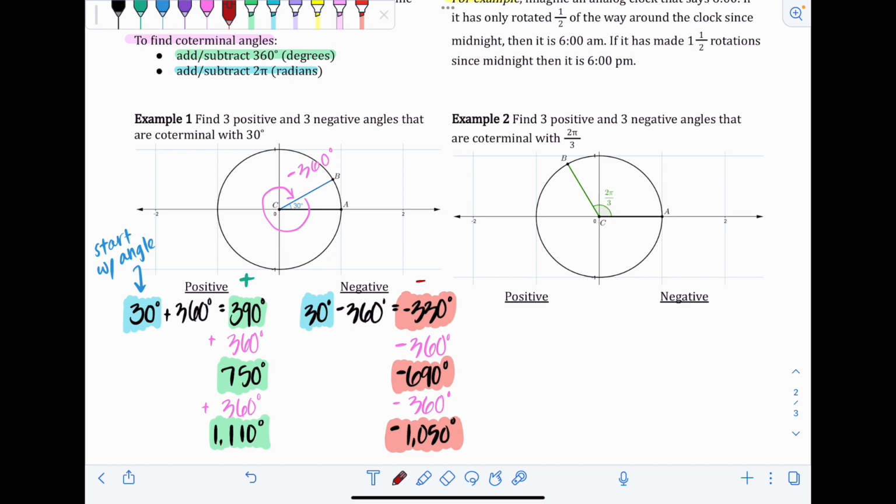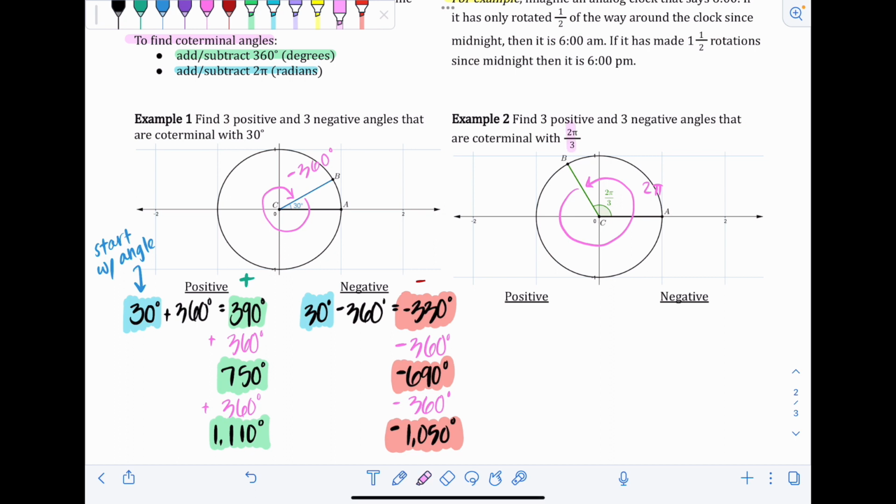Okay, example 2, pretty much the same problem, but we're going to find it in radians. So find 3 positive and 3 negative angles that are coterminal with 2 pi over 3. So the idea is the same. We're going to have to add or subtract 1 full rotation. If I start here and I go 1 full rotation around, that would be 2 pi in terms of radians. However, we're going to be adding that 2 pi to 2 pi over 3.